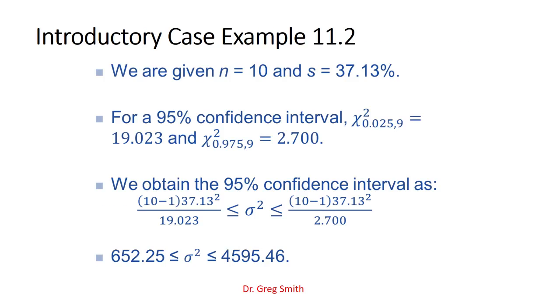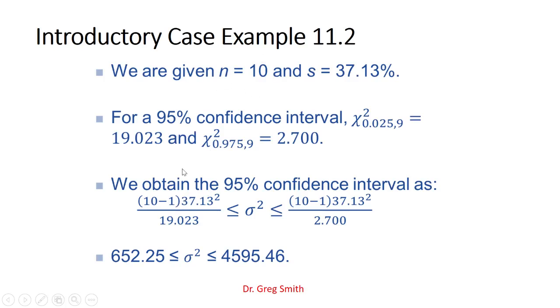Let's say that we have a sample size of 10, and we know the sample standard deviation is 37.13. We want to build a 95% confidence interval around the population variance. Right off the bat, we have our sample standard deviation. So we're going to have to square it. We're squaring it here. We're squaring it here.